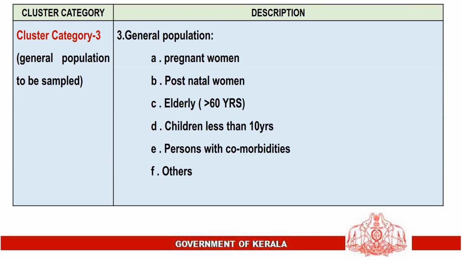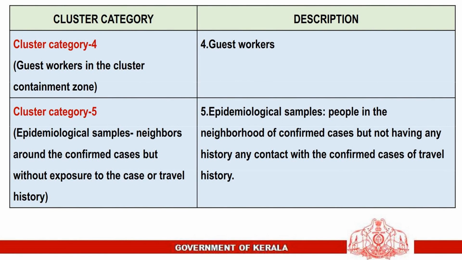General population is classified under the cluster category 3, like pregnant women, postnatal women, elderly greater than 60 years, children less than 10 years, persons with comorbidities and others. Guest workers are included in category 4. The epidemiological samples are classified under cluster category 5. Epidemiological sample means people in the neighborhood of confirmed cases but not having any contact with the confirmed cases or travel history.